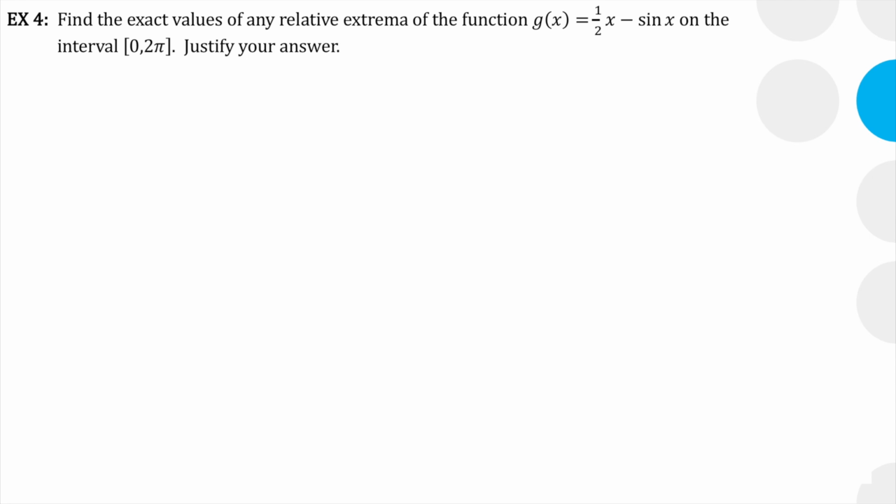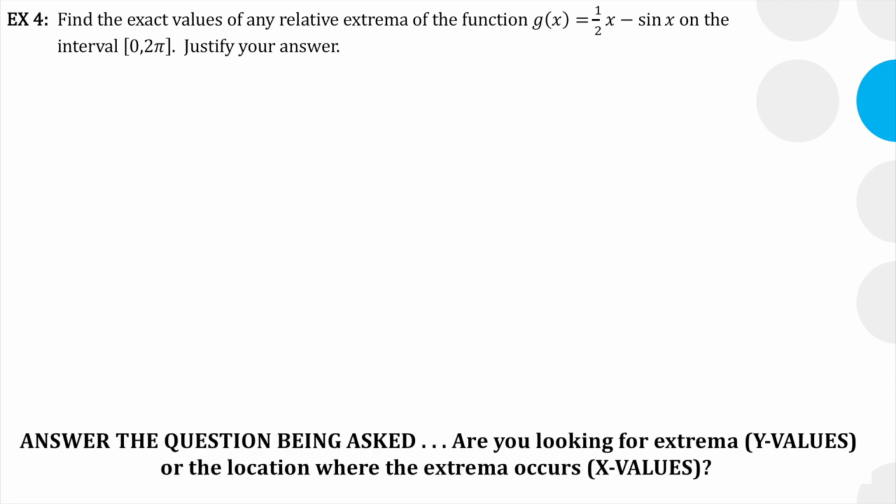Example 4. Find the exact values of any relative extrema of the function g of x equals 1/2 x minus sine x on the interval from 0 to 2 pi. Be sure you're answering the question that's being asked. Are you looking for the extrema, the y values, or the location where the extrema occurs, the x values? This says find the exact values of any relative extrema. So in this case, we're looking for the y values.